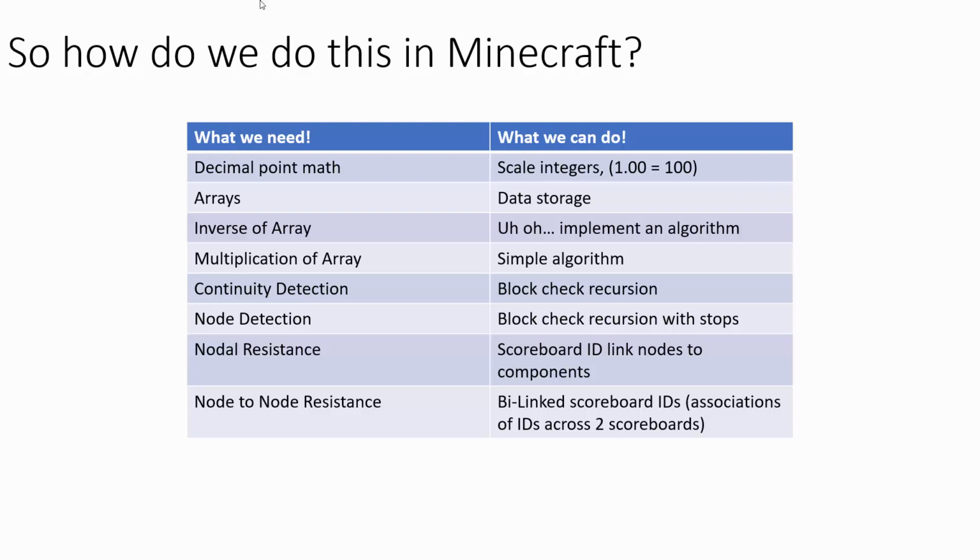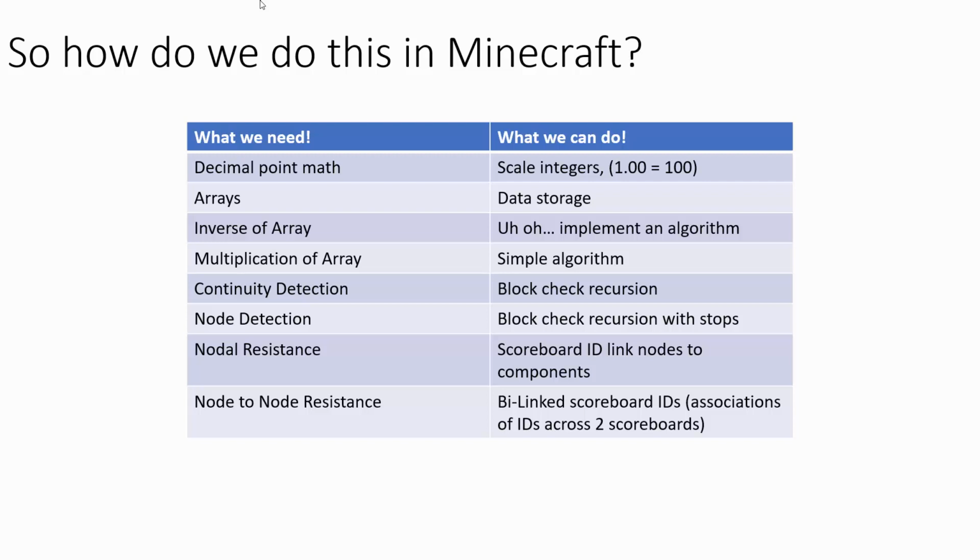Then we have inverse arrays. The inverse of an array is very tricky on its own, and we're going to have to use some kind of algorithm. Multiplication of an array, some kind of algorithm. Continuity detection, so detecting if a loop is closed. You can use block check recursion, and we'll go over all these things later. Node detection, we're going to have to use block check recursion with stops, and you'll see what I mean by that.